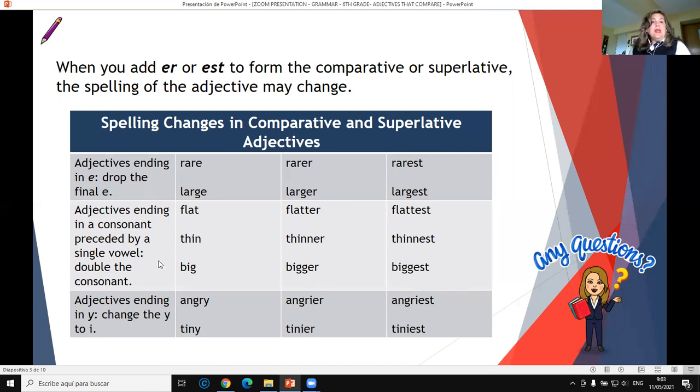Now for adjectives ending in Y, that was the case of heavy that we saw on our previous slide. You have to change the Y to I and then add ER or EST. So for example, angry, you change the Y to I and add ER, you get angrier. And if you add EST after changing the Y to I, you get angriest. And for tiny, another example, this ends in Y, you change the Y to I and add ER and EST, and you get tinier and tiniest.